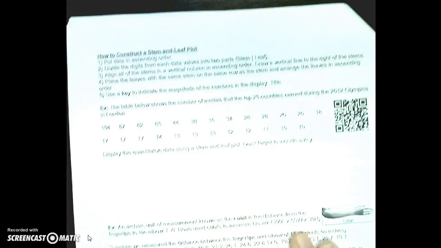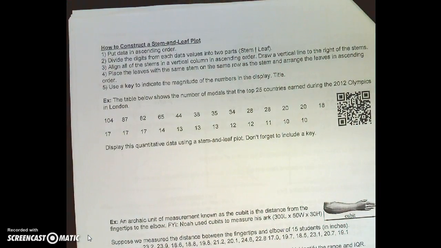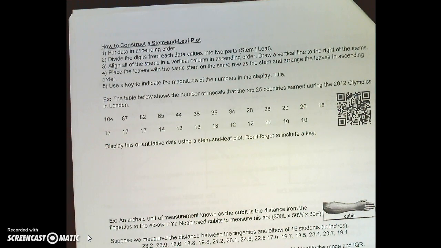How to construct a stem and leaf plot. Put data in ascending order. Divide the digits from each data value into two parts, stem and leaf. Align all stems in a vertical column in ascending order. Draw a vertical line to the right of the stems. Place the leaves with the same stem on the same row as the stem, then arrange the leaves in ascending order. Use a key to indicate the magnitude of the numbers in the display title. The table below shows the number of medals that the top 25 countries earned during the 2012 Olympics in London.